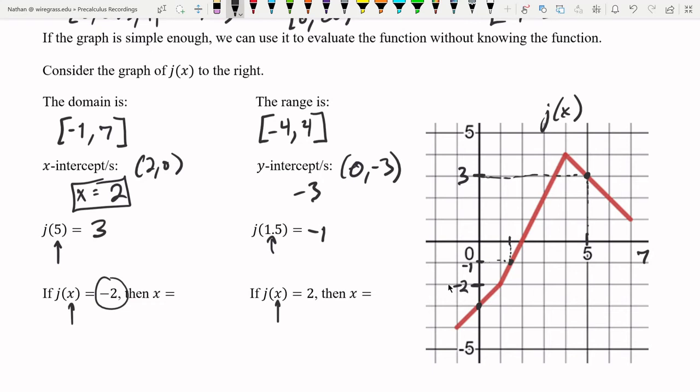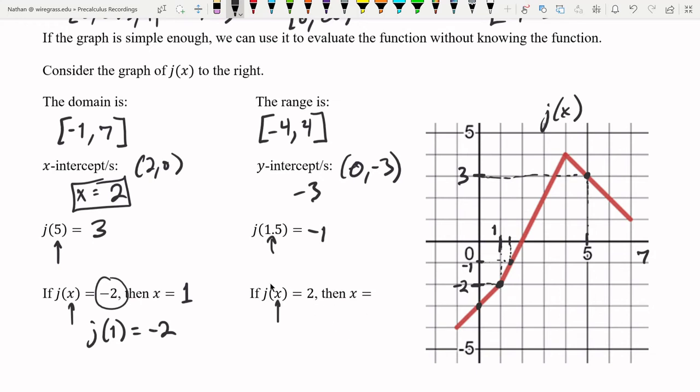We're going to go left or right to find the input that got us there. In this case, we're not going to go left because there's nothing over here. The function is not evaluated over here. We're going to go right. And this point came from the x value of +1. J of +1 goes to -2. So if we want an output of -2, we have to plug in 1 to get it. I can say j of 1 equals -2.